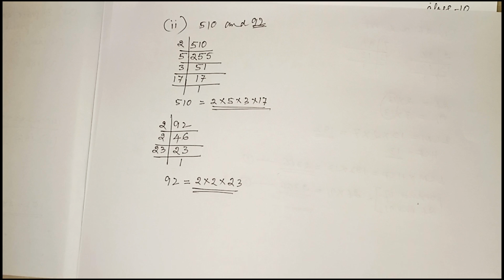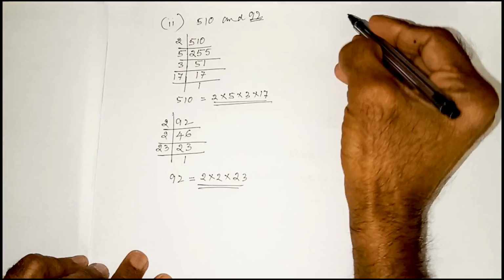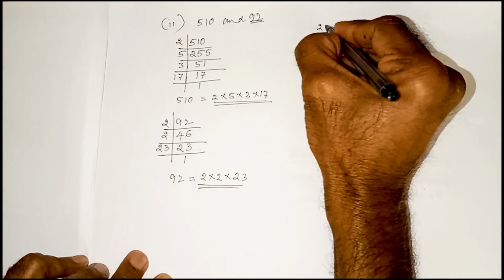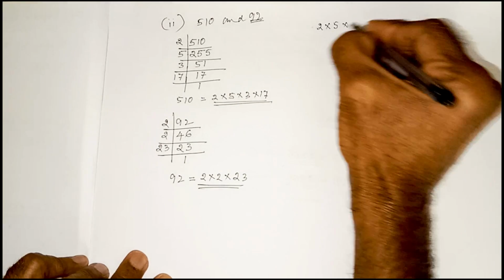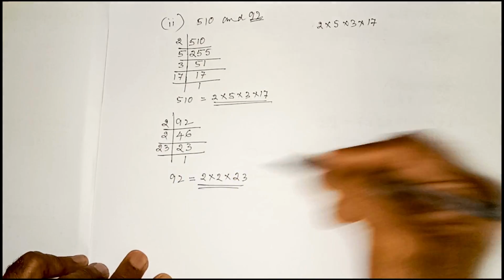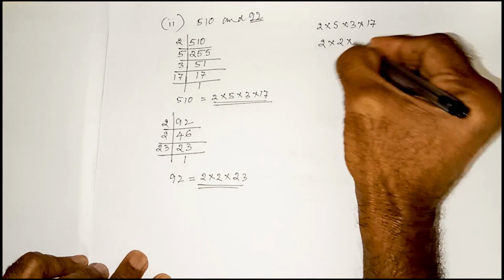Now to find out the LCM and HCF, in the same way you need to try. We write down these two numbers together. Now we write down these two sets of factors separately. 2 into 5 into 3 into 17, the factors of 510, and the factors of 92 also we write down here. 2 into 2 into 23.